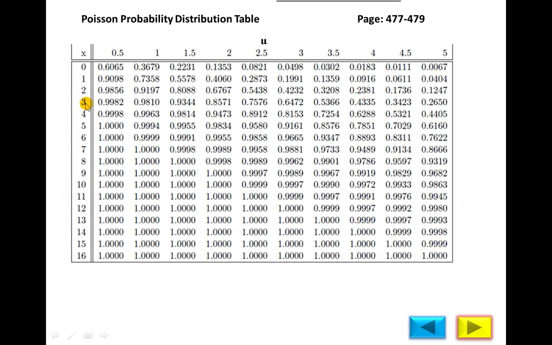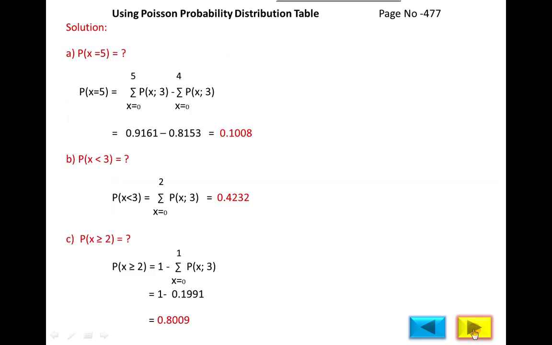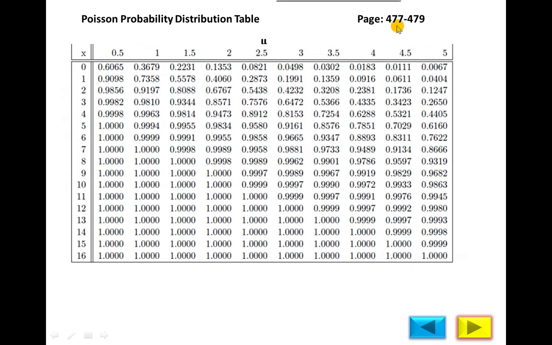Okay, for less than 3 we will take the direct value of 2. For exactly 5 we will subtract the value of 0 to 4 from the value of 0 to 5, same as the binomial probability distribution. I have already explained all these 7 conditions. So now we will solve using the Poisson probability distribution table, and this table with mu equal to 3 is given on page number 477.